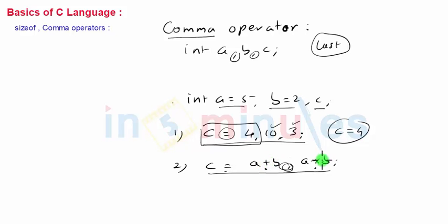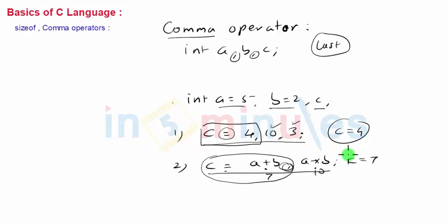First the into operator will work and result in a into b, that is 10. The plus operator will work, and it will result in 7. Then the equal to operator will work and assign the value 7 to c, and this value which is evaluated will be simply lost. So that is how a comma operator works.